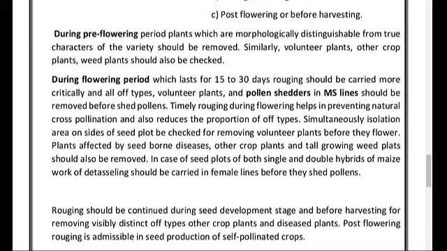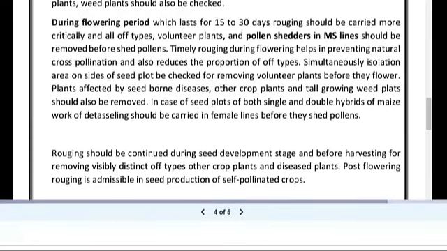In the case of seed plots of both single and double cross hybrids, roguing should be carried out in the female line before they shed pollen. Roguing should be continued during the seed developmental stage and before harvesting for removing visually distinct off-types, other crop plants, and diseased plants. Post-flowering roguing is administered in seed production of self-pollinated crops.